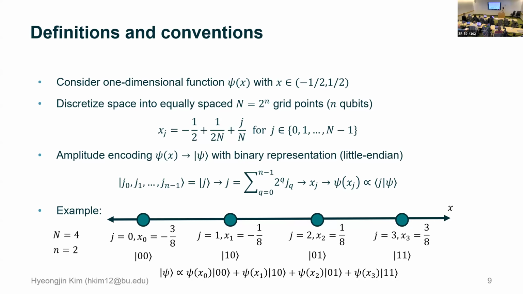Then the amplitude encoding part comes in, where we represent this quantum state psi as a linear superposition, where the amplitude in front of each basis state just depends on the function value at that grid point. For example, this 1, 1 is the last grid point, so the coefficient is just psi, your function at that grid point, which is at x sub 3. This is how we encode our function into a quantum state.